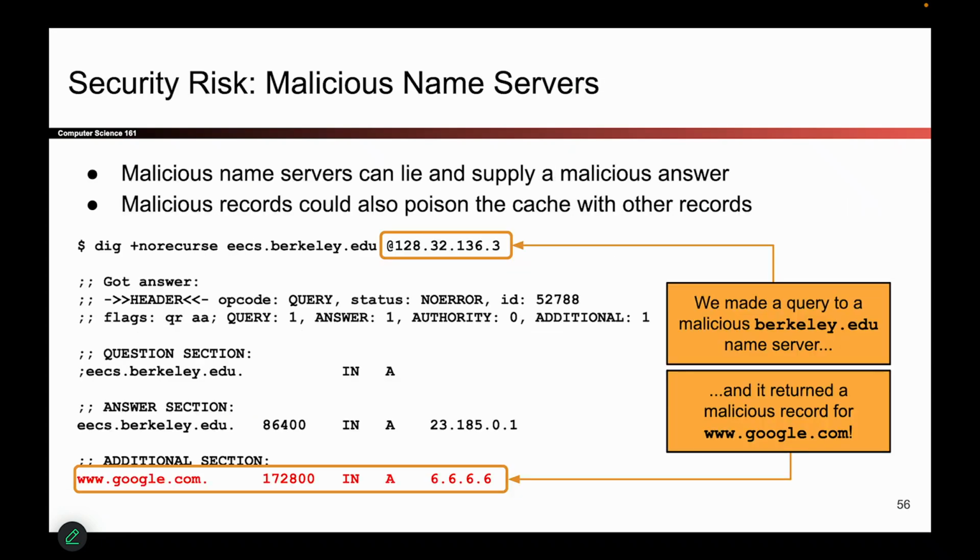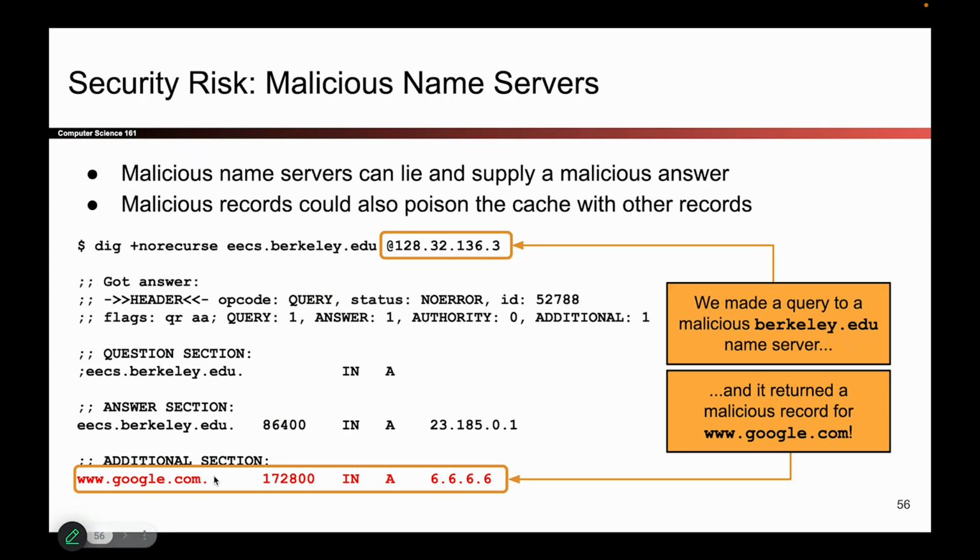So if we come back to this example, where somebody hacked into a berkeley.edu name server and gave us a malicious record about www.google.com, you might notice something weird about this record. How can a name server that is responsible for all berkeley.edu subdomains give us an answer for www.google.com? That's not what this name server is an expert at. This name server is responsible for the berkeley.edu zone. They are not responsible for other domains like this.